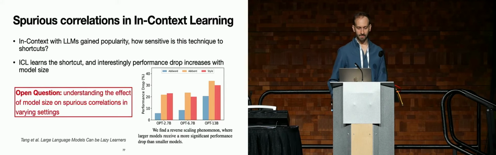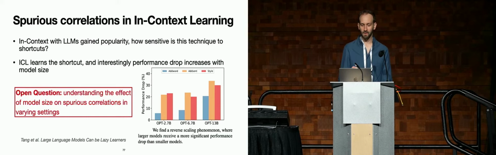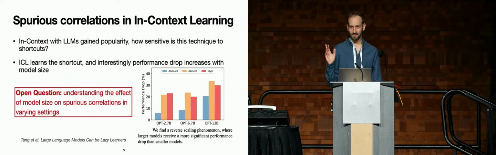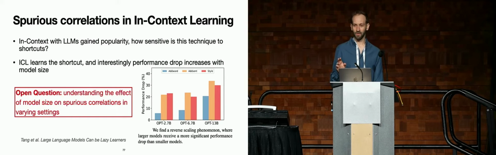So the takeaway from these two examples is that model size increases the dependence on shortcuts under the in-context learning paradigm, but it reduces sensitivity to spurious features on CLIP. So it does seem like understanding the effect of model size on robustness to spurious correlations in a variety of settings would be a great open question for the community to try and answer a bit more concretely.